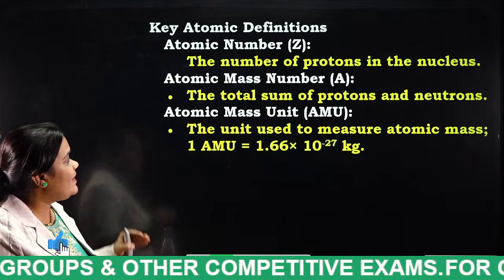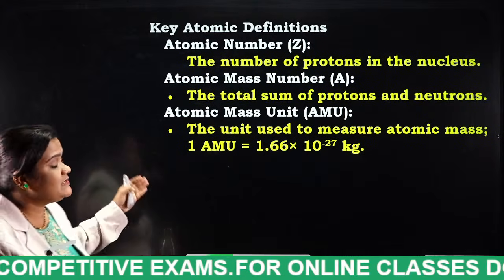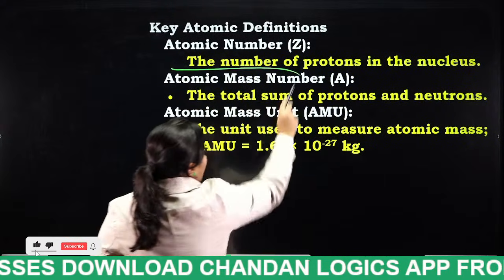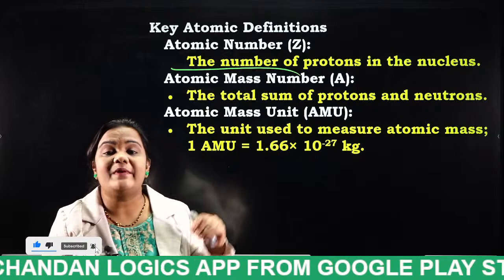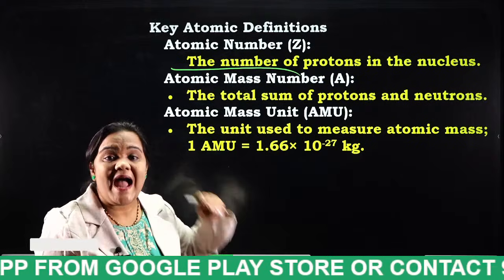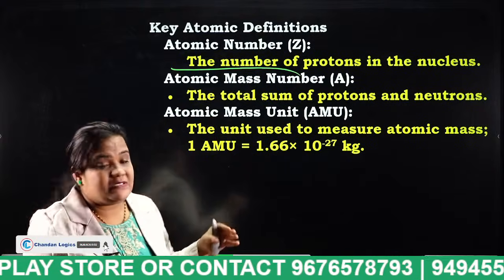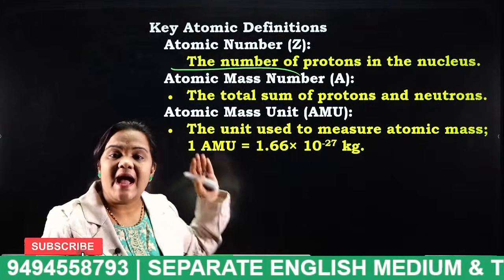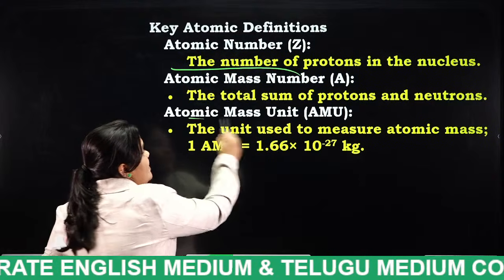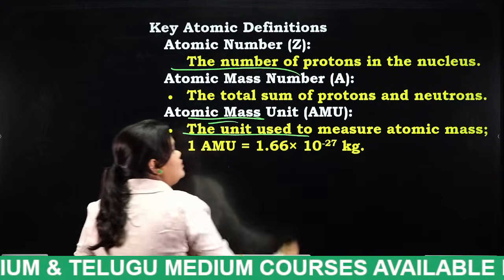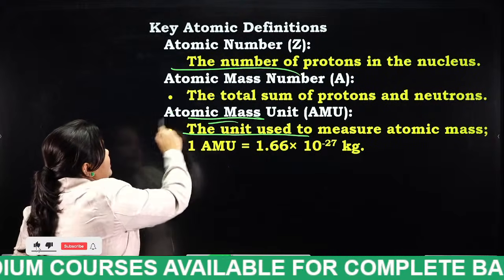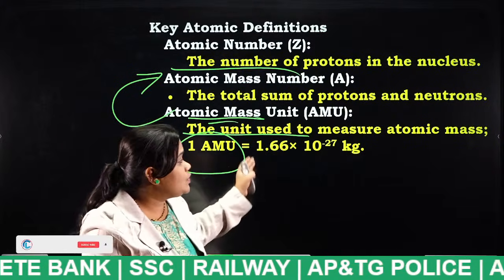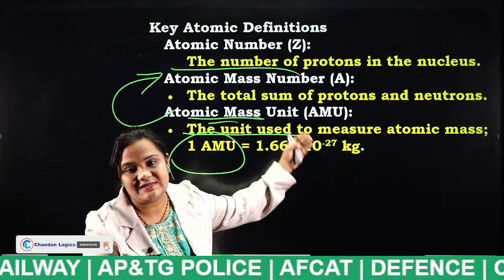These are the key definitions we have to know: what is atomic number, what is atomic mass number, what is atomic mass unit. In detail, we have to know what is what. Atomic number, we all know, is the number of protons in the nucleus. The number of protons in the nucleus is considered as what, students? Atomic number. And what do you mean by atomic mass number? The number of protons plus neutrons is considered as atomic mass number. And what is this atomic mass unit, AMU? The unit used to measure atomic mass. The unit used to measure atomic mass is what, students? Atomic mass unit. And one atomic mass unit is equal to 1.66 into 10 power minus 27 kg.